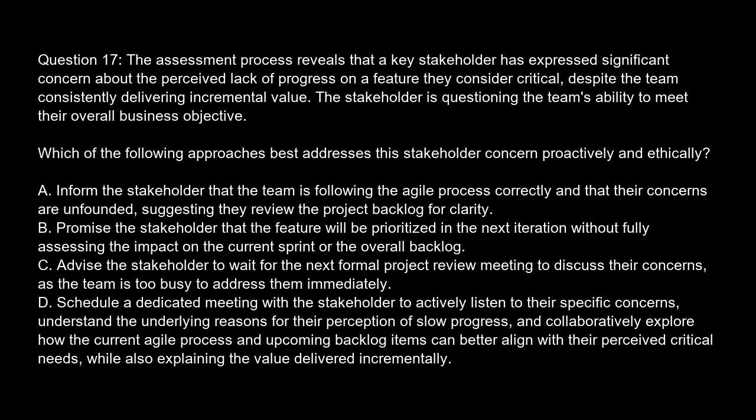Option C. Advise the stakeholder to wait for the next formal project review meeting to discuss their concerns, as the team is too busy to address them immediately. Option D. Schedule a dedicated meeting with the stakeholder to actively listen to their specific concerns, understand the underlying reasons for their perception of slow progress, and collaboratively explore how the current Agile process and upcoming backlog items can better align with their perceived critical needs, while also explaining the value delivered incrementally.